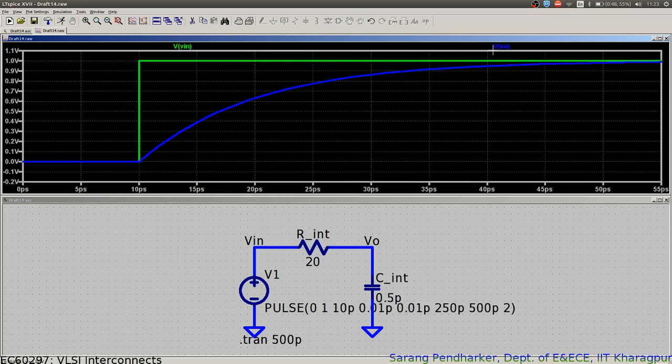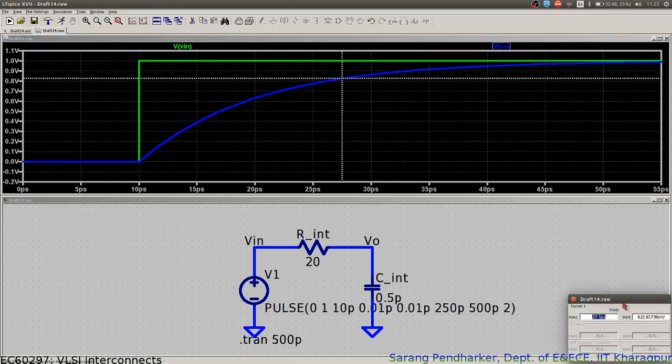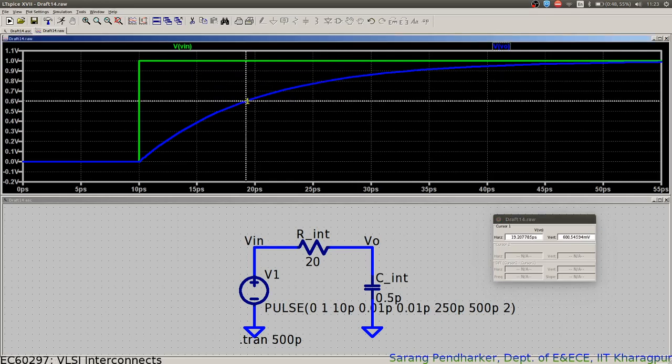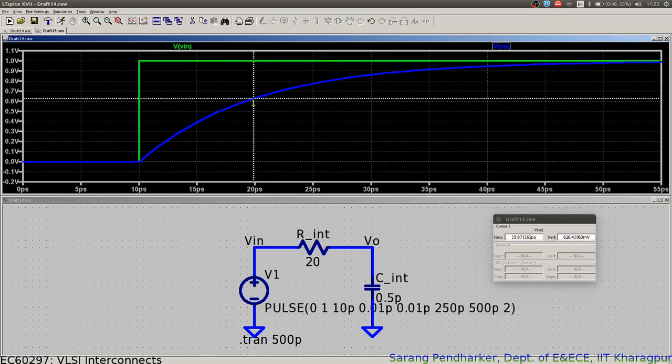So for looking at the delay, let me click V out. So I'm not sure whether these values will come up in screen capture, but I will just say the values verbally as well. So if I just drag this cursor to 0.63 or 600 millivolts, the closest to that, I can see that my horizontal line, so I mean this point is 20 picoseconds and my starting time is 10 picoseconds, so my delay comes out to be 10 picoseconds.